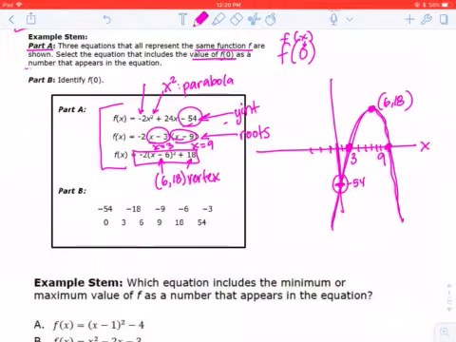And they're asking where that number appears in the equation. So I'm looking at all of these equations. I'm going to go ahead and choose the one that has negative 54 in it. That's this one right here. That's going to be my correct answer.